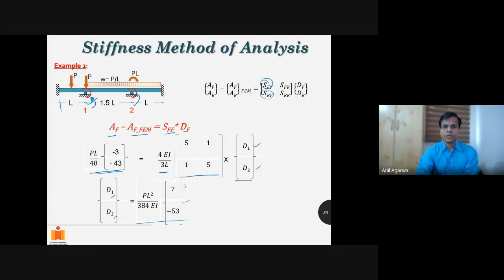Fine. So now we know how to handle the forces that are acting along the length of the member also, and how to incorporate that in the matrix method of analysis. Any questions?